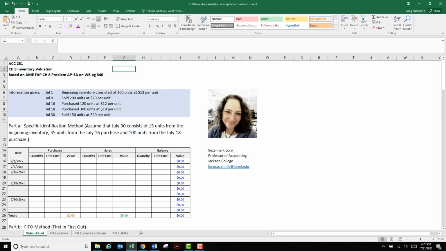Today we're going to be calculating ending inventory. There's lots of ways to calculate ending inventory. There are several different methods and they're all GAAP, generally accepted accounting principles methods. They're all perfectly acceptable, reasonable methods to use, but they're going to give us different results.